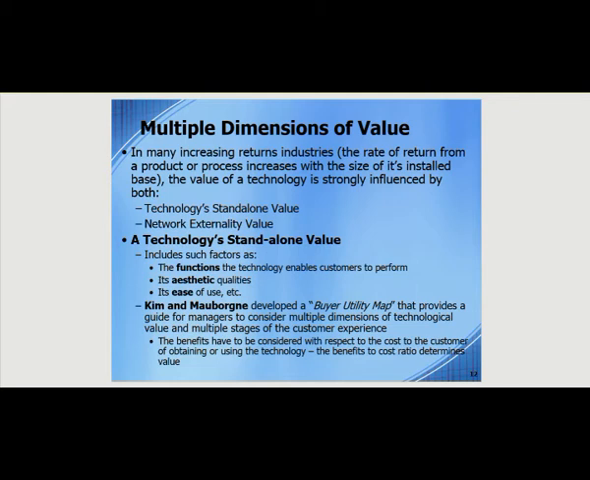A technology's standalone value includes factors such as the functions the technology enables customers to perform, its aesthetic qualities, its ease of use, etc. Kim and Mauborgne developed a buyer utility map that provides a guide for managers to consider multiple dimensions of technological value and multiple stages of consumer experience. The benefits have to be considered with respect to the cost to the consumer of obtaining or using the technology. The benefit to cost ratio determines value.